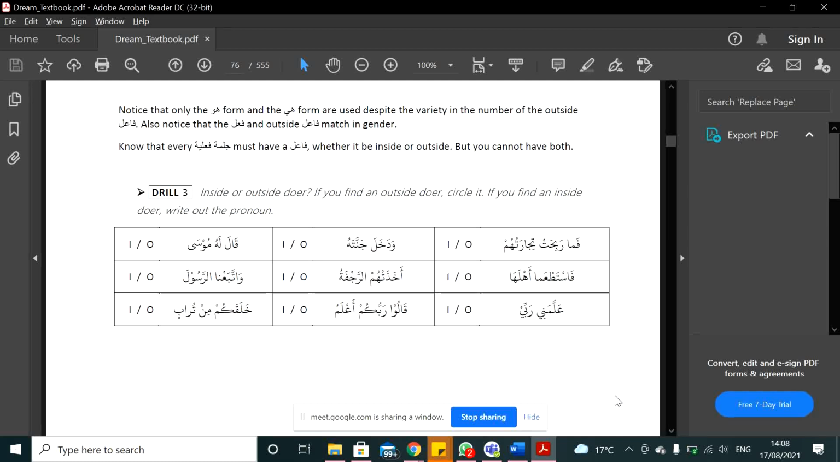Good. Now sister Habiba. Qalu rabbukum a'lamu. Qalu is with wow, so it is plural. Qalu is in hum format. It's not Hua or Hiya. So do we look for anything else? No. So Qalu is our inside doer, which is hum, right? Okay, good.